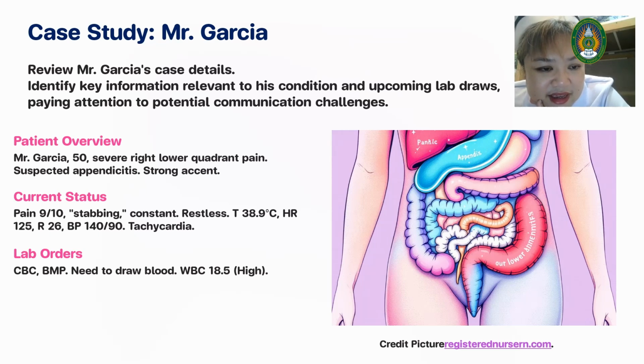Mr. Garcia, he is 50 years old, has severe right lower quadrant pain, suspected appendicitis, strong accent. For current status, pain is 9 out of 10, stabbing, constant, and he is restless. His temperature is 38.9, heart rate is 125, respiratory rate is 26, BP is 140 over 90 and he has tachycardia. For lab orders, we have CBC, BMP, need to draw blood, and red blood cell is high, 18.5.